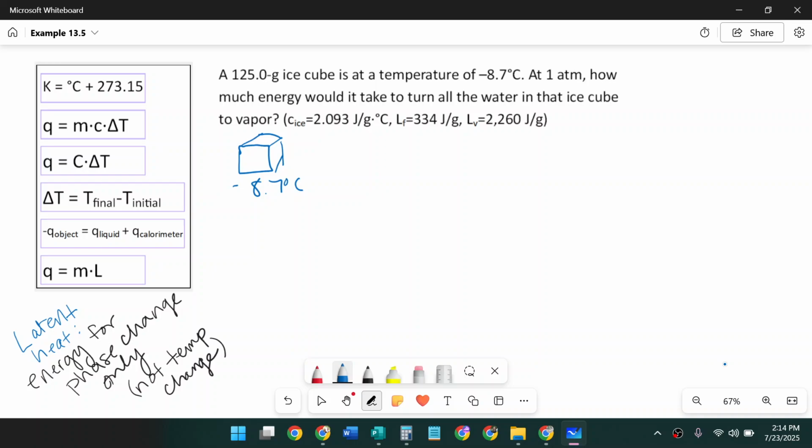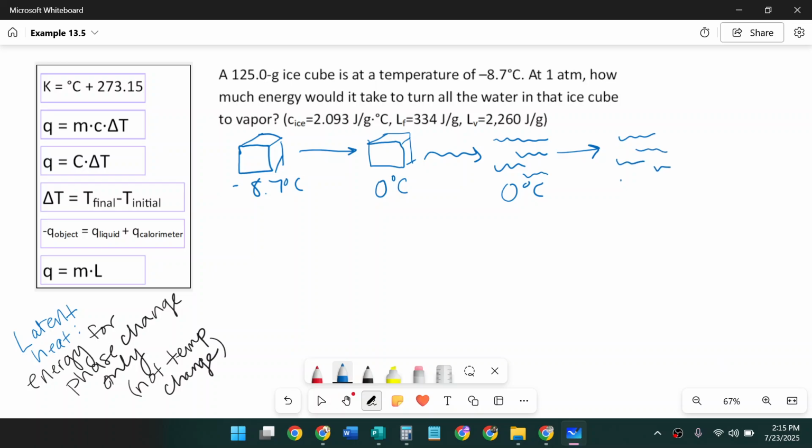If it's going to turn everything in that to vapor, it has to first turn into a liquid. But to turn into a liquid, we've got to heat it up enough so it's at the melting point, which is going to be 0 degrees Celsius. And then it has to have a phase change so that it turns into just liquid. It's still at 0 degrees Celsius, but just liquid. And then finally, it has to reach the temperature at which it would vaporize or become water vapor. So we've got to get it up to, still water, 100 degrees Celsius, the boiling point.